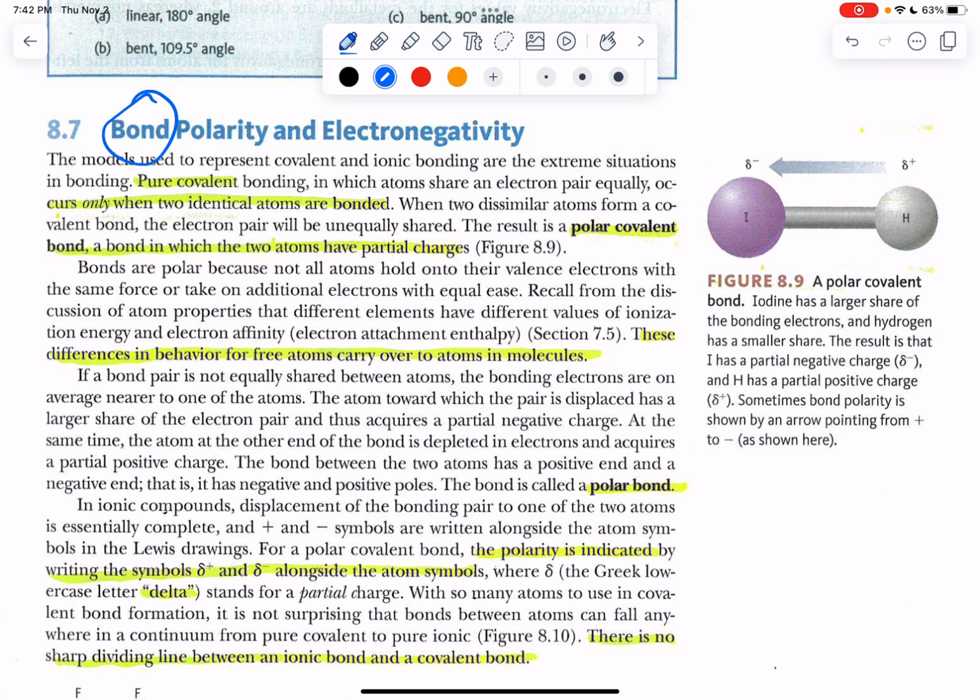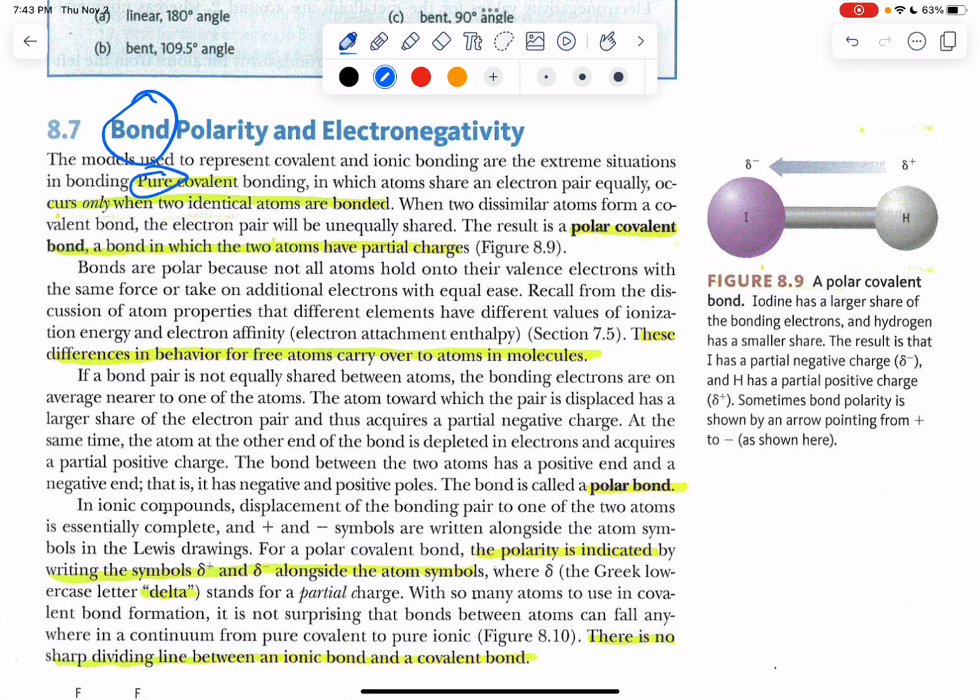So pure covalent bonding occurs when your two atoms are identical. If they are identical, there's no reason for one of the atoms to have the negative charge or the predominance of the electrons more than the other atom. They will be perfectly shared. And so pure means perfect sharing.